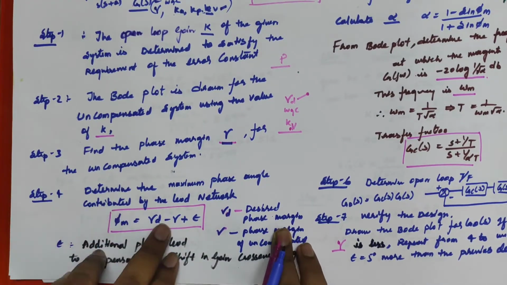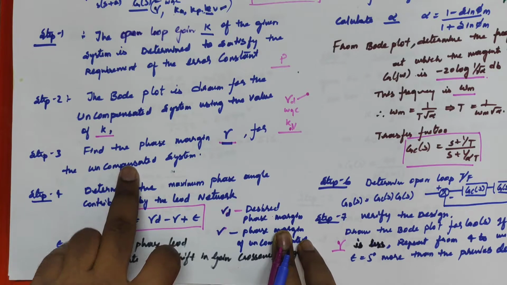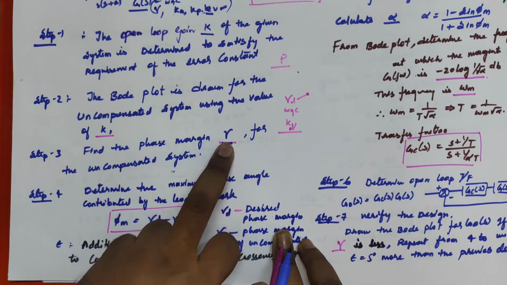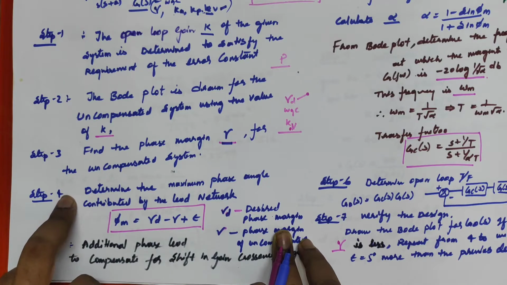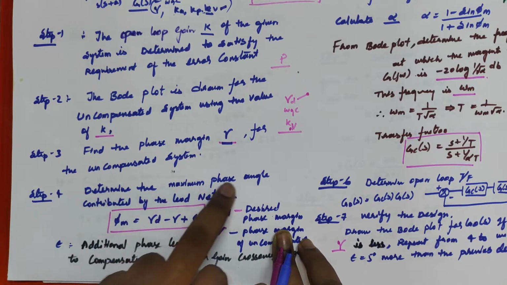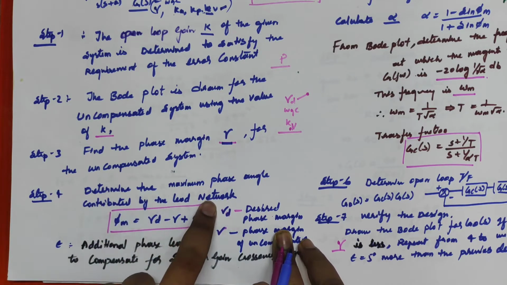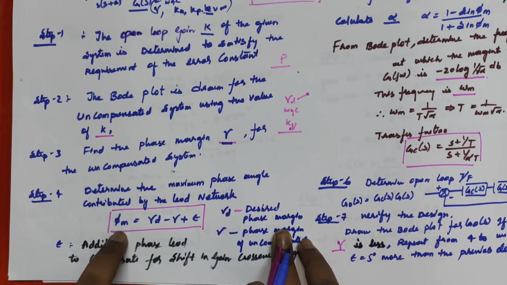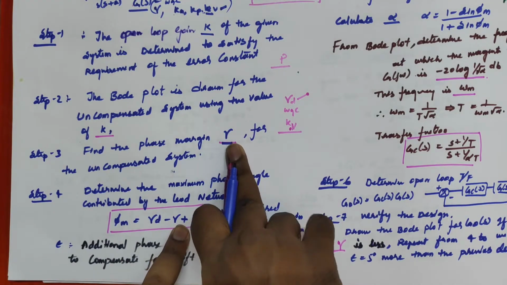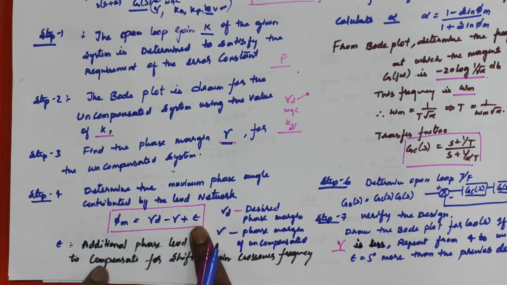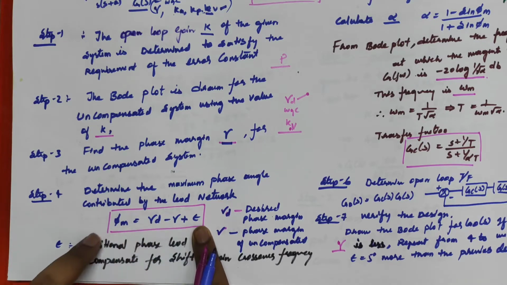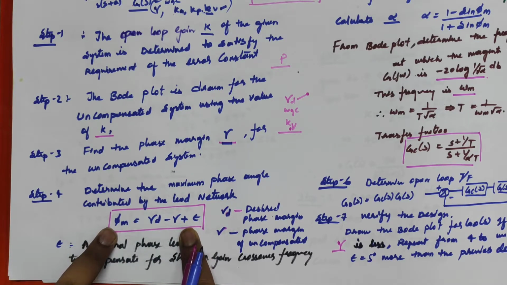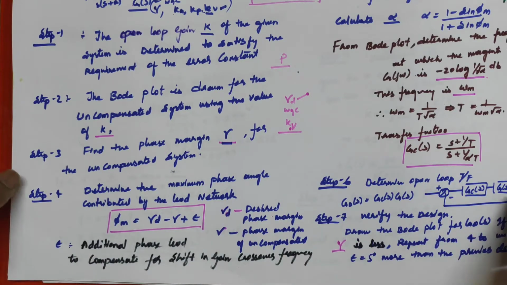But if it does not match with this phase margin, then we have to go to step 4. That is, in step 4 we have to determine the maximum phase angle contributed by the lead compensator. As I said previously, phi m. Here we have some adjustment: for the desired phase margin with the obtained phase margin, we'll incorporate some additional phase lead, eta. With this equation we'll find phi m.